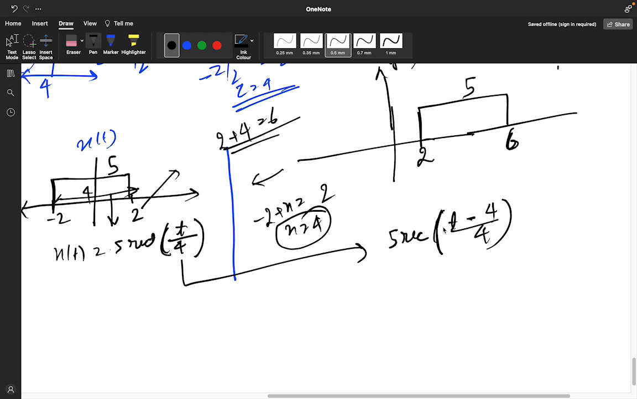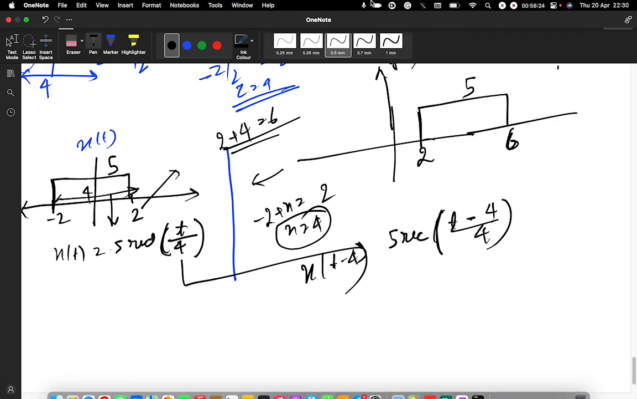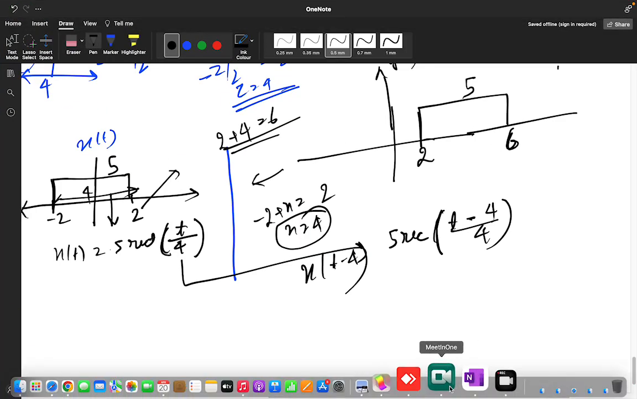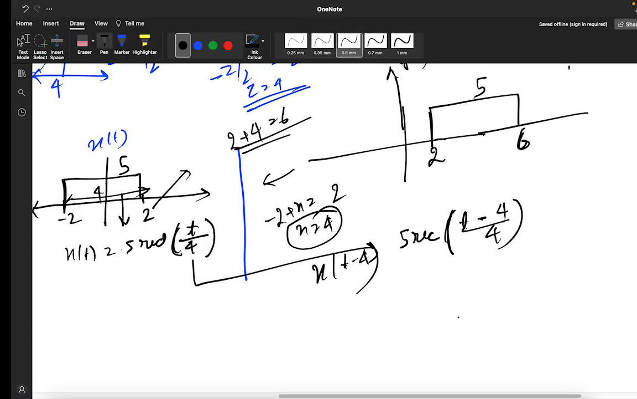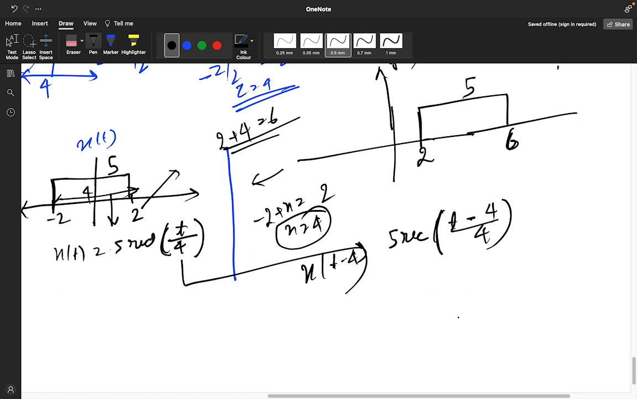Priyanka, understood or not? Means we are doing x of t minus 4. Priyanka, have you understood or not? Yes, sir. Clear? Yeah, okay. If it is clear, then it's fine.